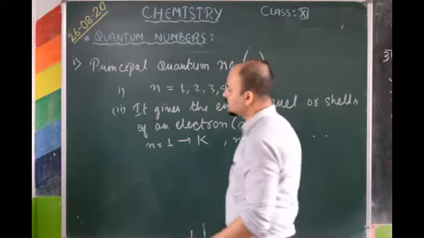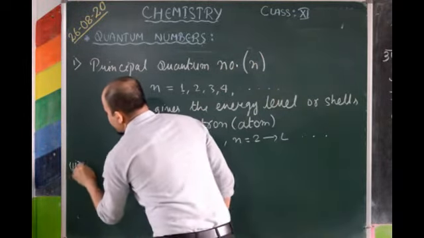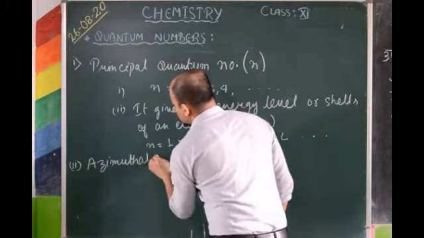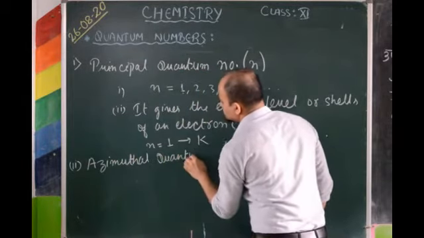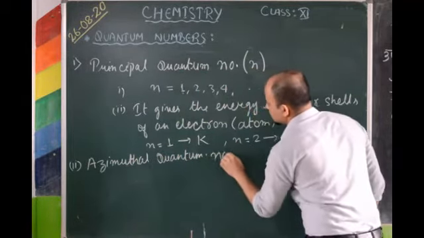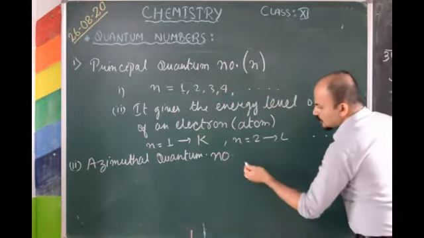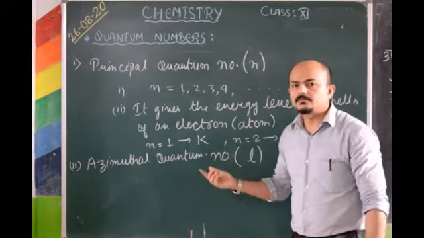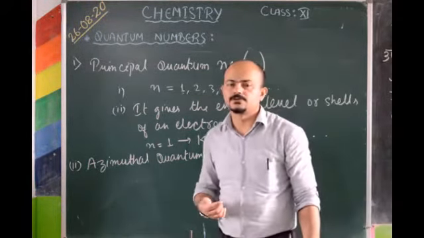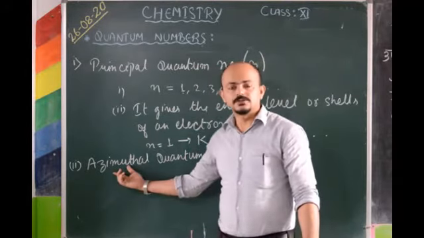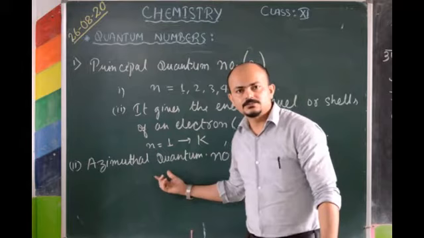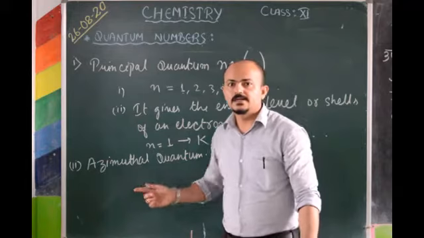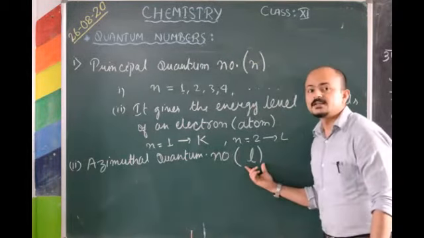Now let's move on to the next quantum number, that is the azimuthal quantum number. The azimuthal quantum number is denoted by small letter l. It is also known as the orbital or angular quantum number. So you can refer to your book. The second quantum number that we are going to discuss is the azimuthal quantum number. It is also known as the angular or orbital quantum number. It is designated by letter small l.